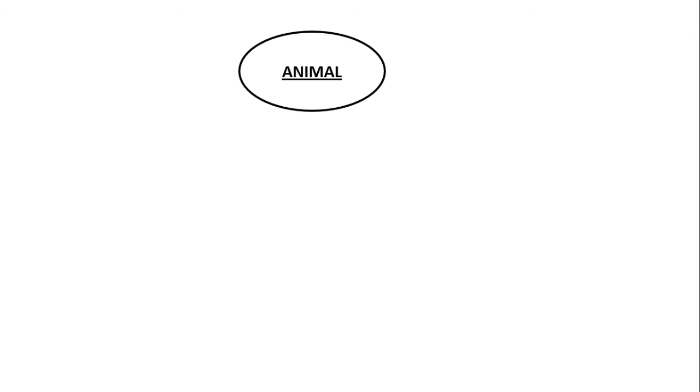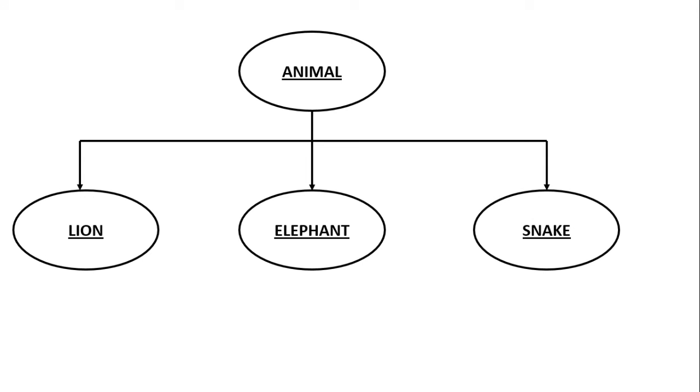Let's consider an example. Animal. Animal can be called a parent class. Now there are some child classes called lion, elephant, or snake. These classes are inheriting features from the class animal. How is it happening? For example, let's consider legs. Lion, elephant, and snake are inheriting the feature, which can be called data. A feature can be data or function. So the feature is legs, which is data, and it is inherited from the class animal.